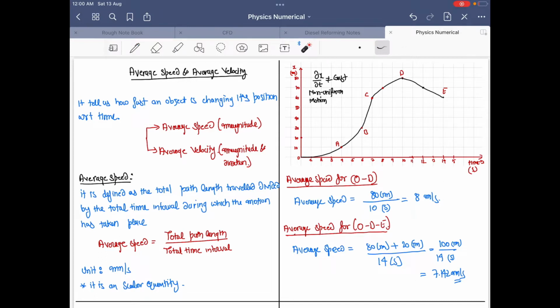I hope this concept is clear. So once again, to find the average speed, we just need to find the total path length the object has covered, divided by the total time the object has taken to reach from the initial point to the final point where you wanted to calculate your average speed.